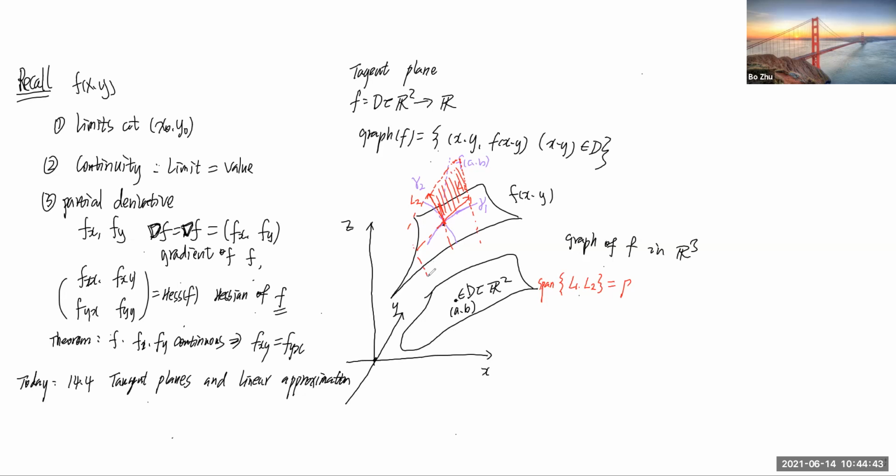We have a plane. Okay, this plane is called the tangent plane at the point (a, b, f(a,b)). So up to now, I have introduced the tangent plane.